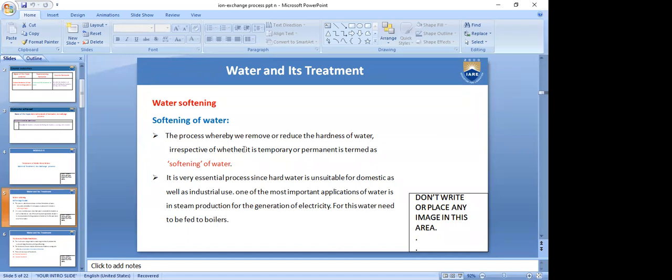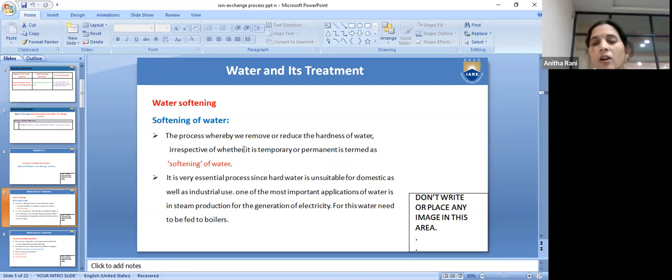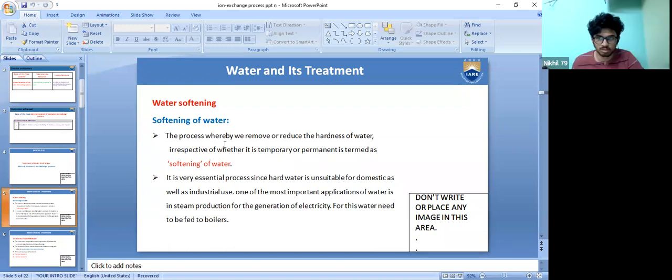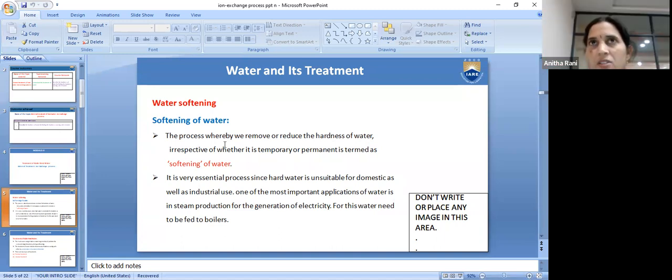So here we follow the process to remove the hard salts present in water. That means we want to remove all the calcium and magnesium salts present in water, so that we get soft water. That process is known as softening of water. What is softening of water? The process to remove or reduce the hardness of water, or the process to remove the hard salts present in water, is known as softening of water.